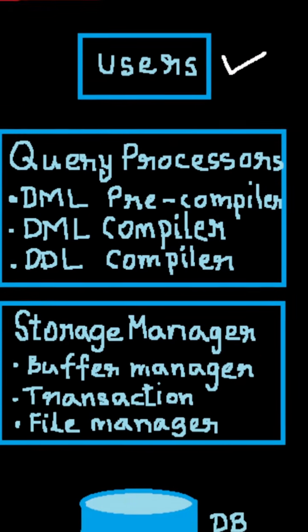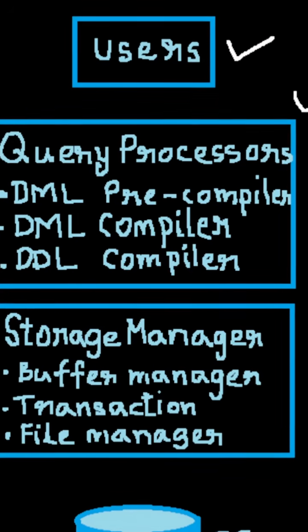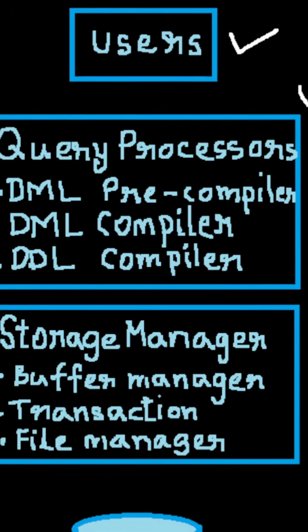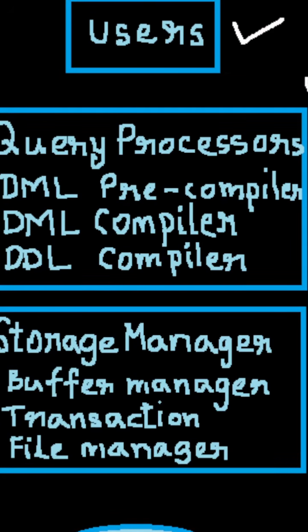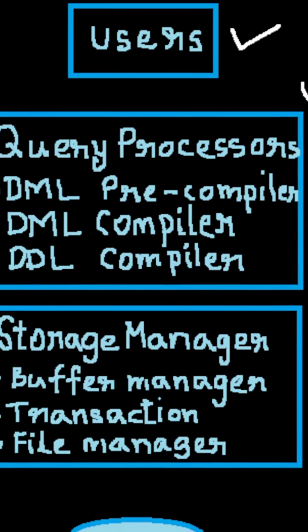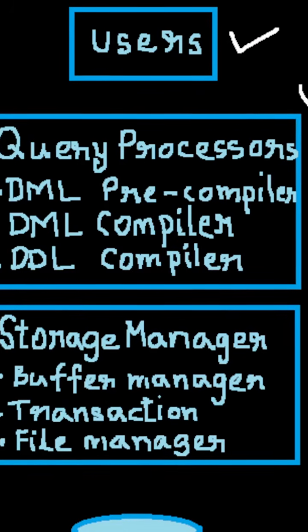Now let's look at the query processor in more detail. It contains a precompiler, DML compiler, DDL compiler, and a query evaluation engine. The DML precompiler processes SQL statements embedded in application programs. The DML compiler processes DML commands such as select, insert, update, and delete.